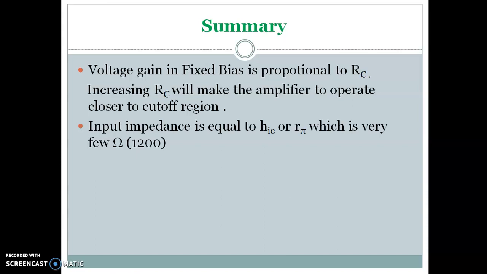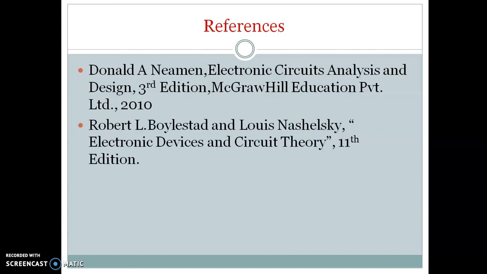So to summarize, the voltage gain in your fixed bias amplifier is proportional to your biasing resistor RC. But increasing the RC will make your amplifier operate closer to the cutoff region. Because as you increase RC, the collector current will be a very small quantity. So the amplifier will try to operate closer to the cutoff region. And the input impedance, whether you take HIE or R pi, is going to be a very few ohms in a CE configuration, around 1 kilo ohm to 1.2 kilo ohm.